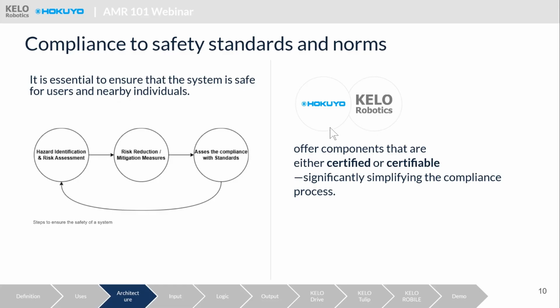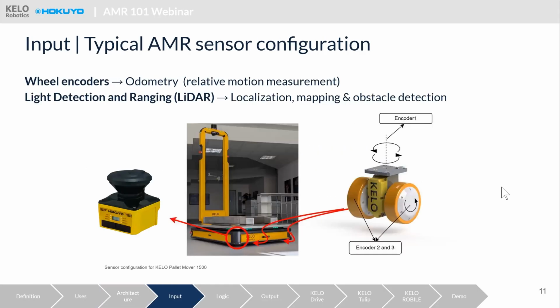It's good to know that companies like KELO Robotics and Hokuyo can offer you certified and pre-certified products, or certifiable ones, and help you significantly in this process and ease it for you.